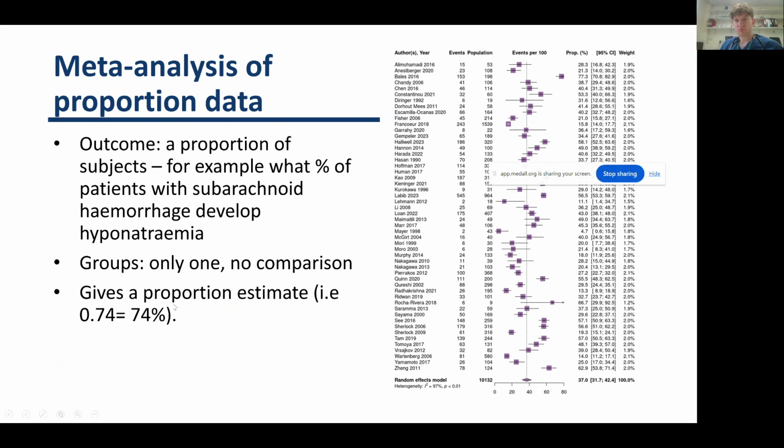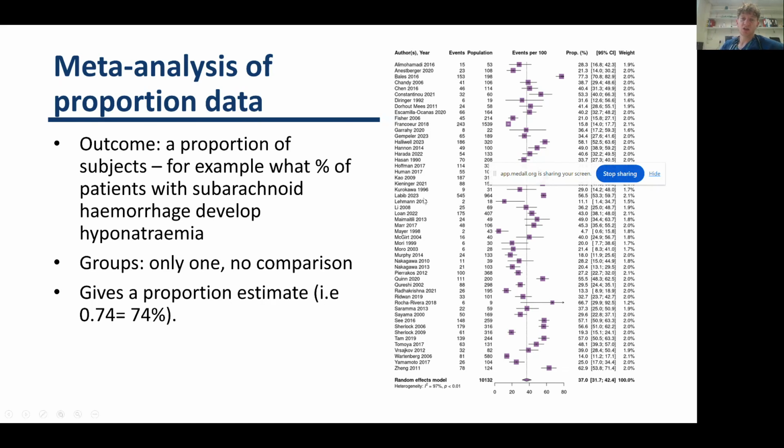So let's say I want to find out, in my population, what percentage of patients with a subarachnoid hemorrhage develop low sodium, so develop hyponatremia, during their hospital admission. I'm not comparing them to, say, a non-subarachnoid hemorrhage group or a general public group. I'm just focusing on my population.